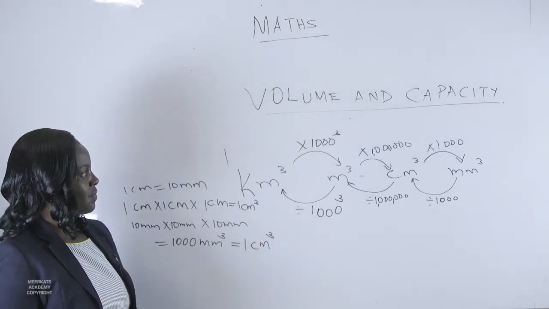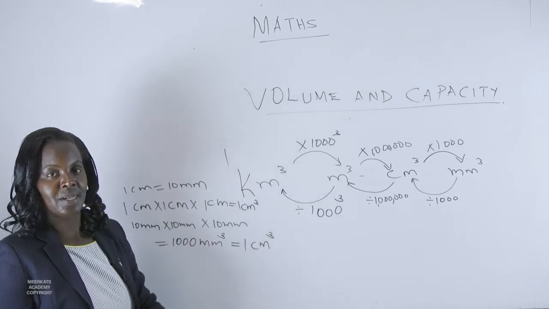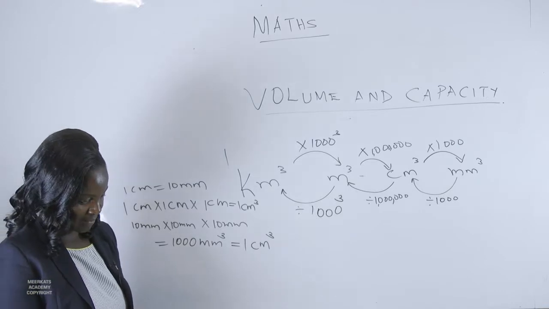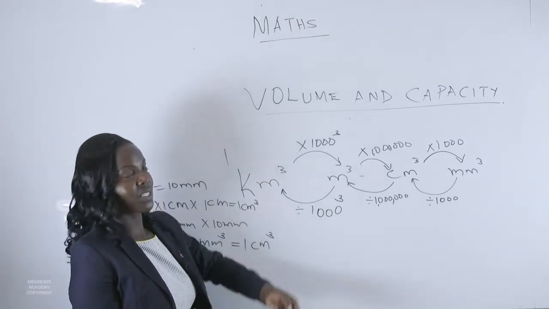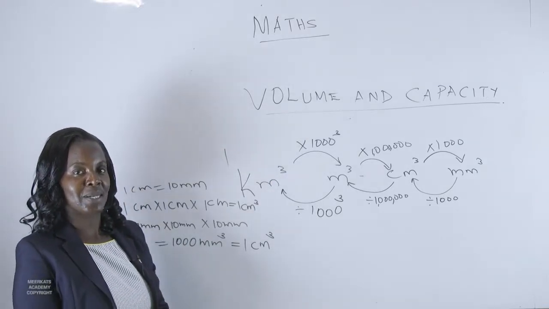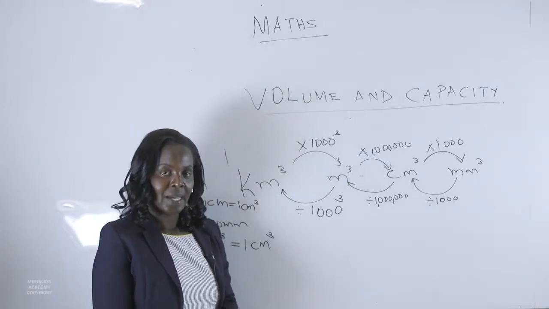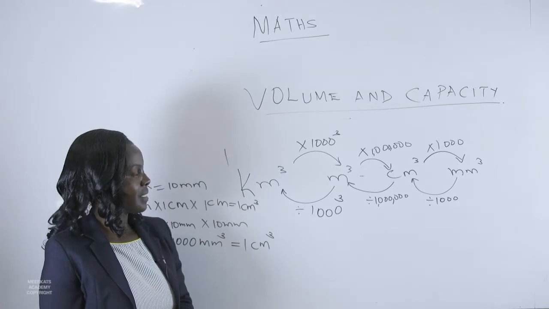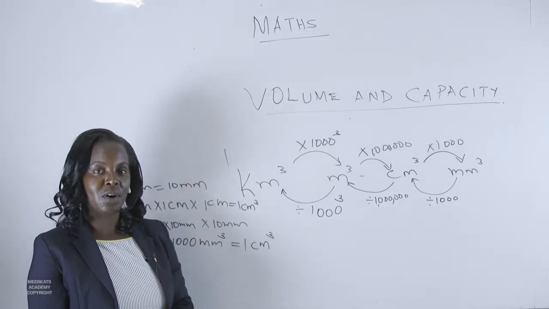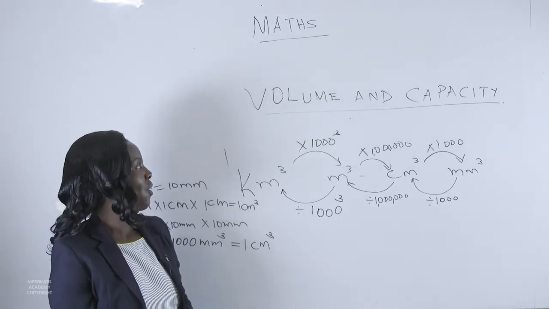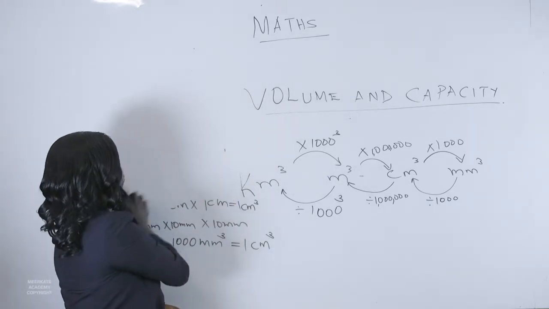We also have, this is volume, and the units of volume, cubic units. Remember our topic is volume and capacity. We also have capacity. Let's look at the definition of capacity. Capacity is the volume of a fluid or gas.